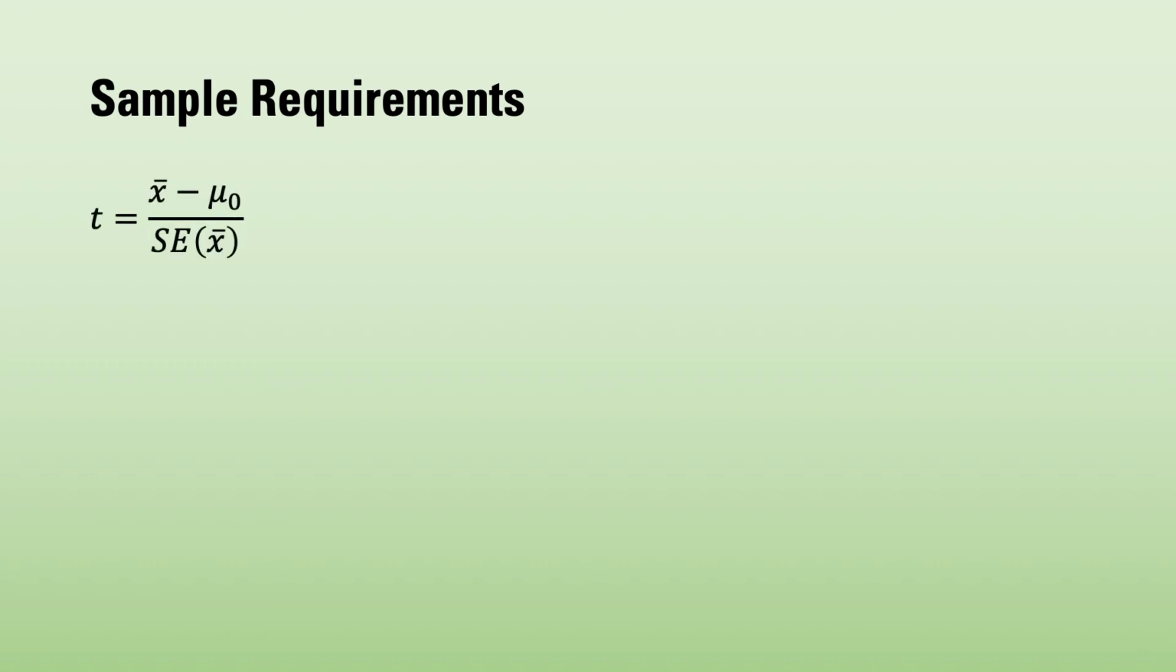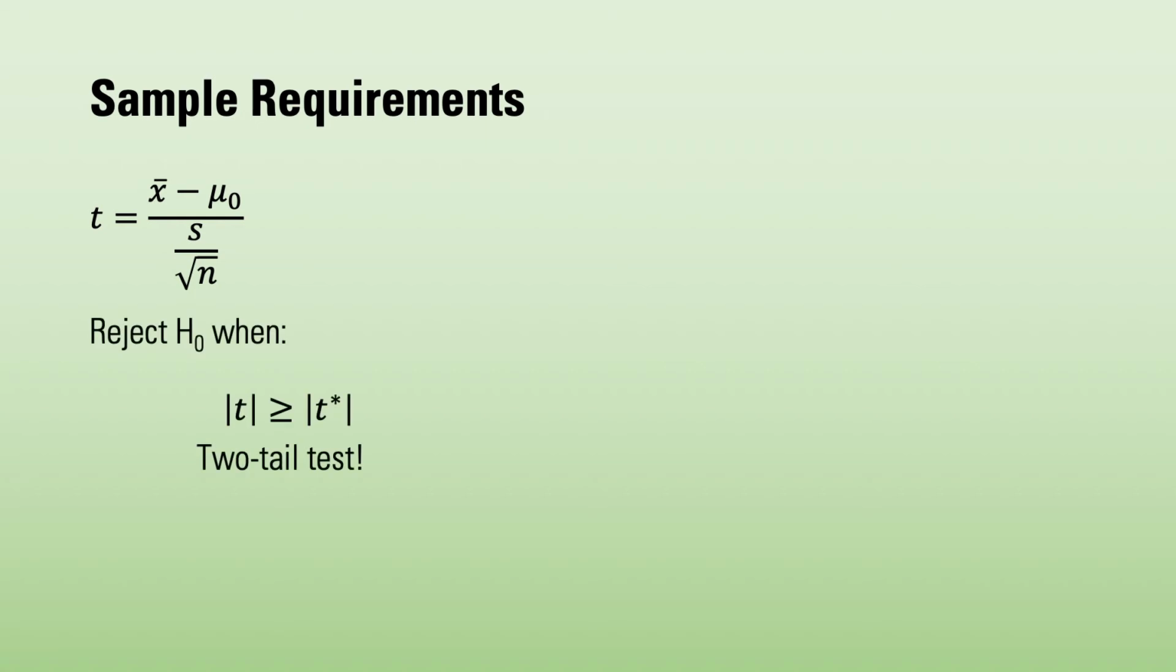Let us begin with the test statistic formula for the one-sample t-test. At the numerator, we have the difference between the sample mean and the hypothesized population mean, whereas at the denominator, we have the standard error of the sampling distribution of the sample mean. When the population standard deviation is unknown, we can write the standard error of the sampling distribution as the ratio of the sample standard deviation divided by the square root of the sample size. We can now plug the expression for the standard error into the formula for the test statistic and obtain the following expression for the test statistic.